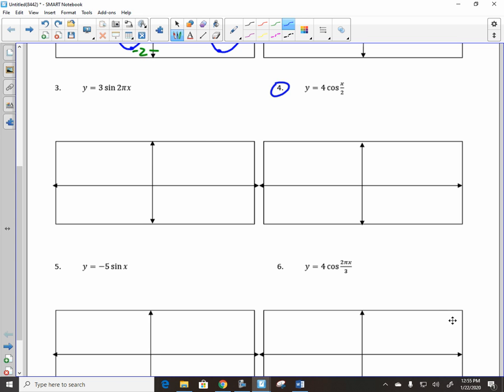The amplitude, the formula stays the same. It's the absolute value of a, so the amplitude will be 4. And then the period is going to be 2 pi divided by, what number is in front of x? What are you multiplying x by? 1/2. So 2 pi divided by 1/2. Anybody? 4 pi. Excellent job.